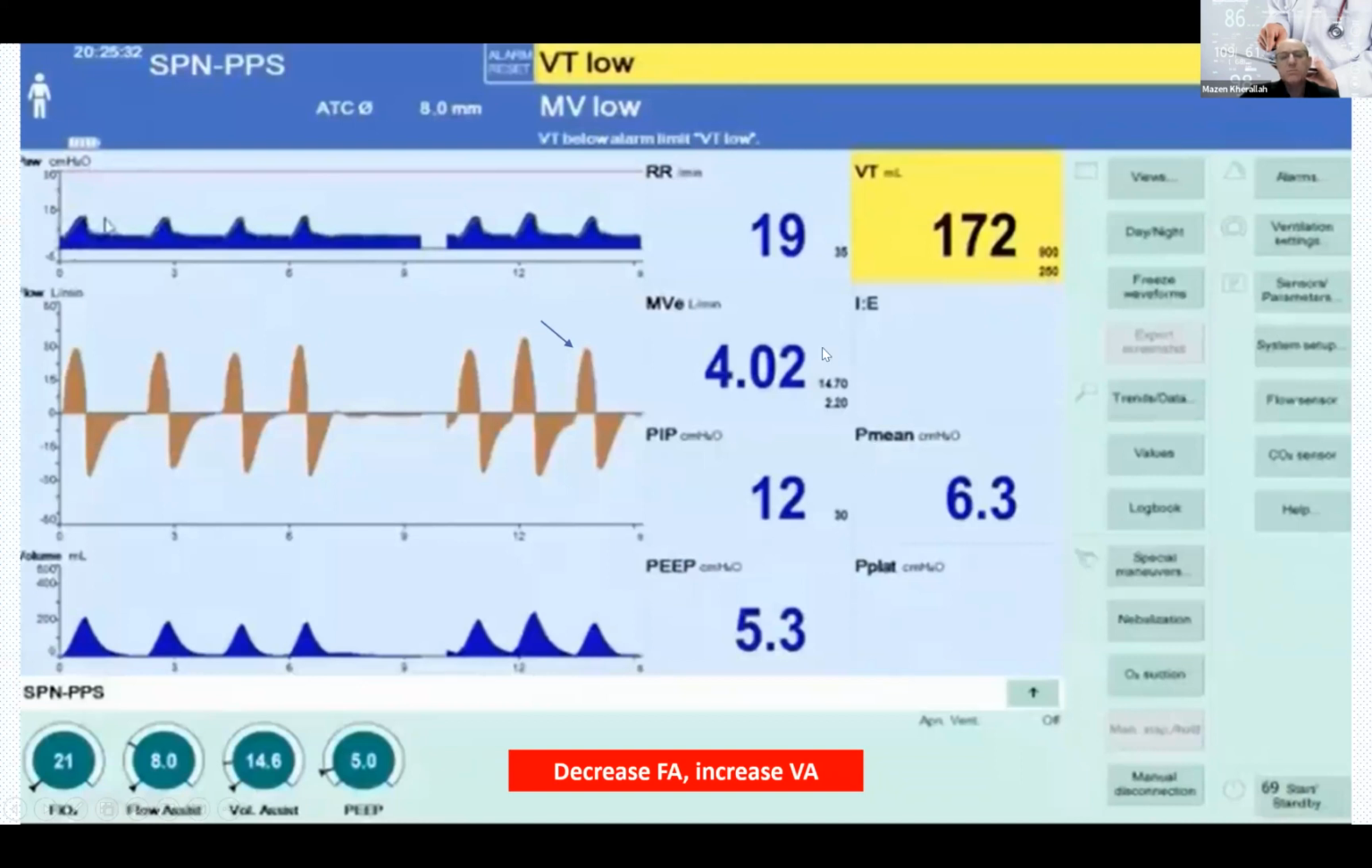Now, at the same time, take a look at the volume that is generated, and you see that it's only 172, meaning that you're not giving enough volume assist for the patient. So if you see something like this, you need to go down on the flow assist and go up on the volume assist.